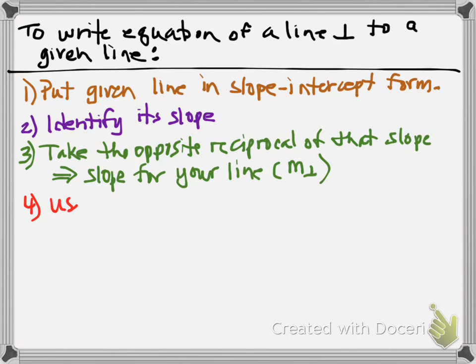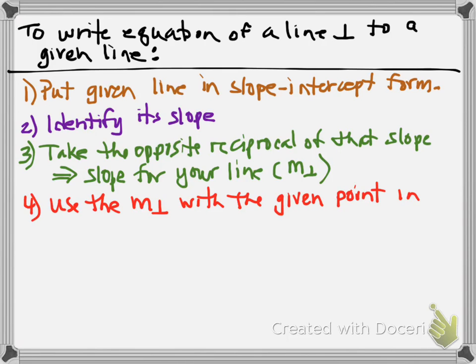And then you're going to use the perpendicular slope with the given point in point slope form and solve. Now, I was asked, is it okay instead of doing point slope form, can I just go into slope intercept form, figure out the y-intercept, and then plug it back in? And the answer is absolutely you can do that. The strategy that you choose to use is yours. I'm just going to keep emphasizing point slope form because I think it's a super easy form to use. Okay?